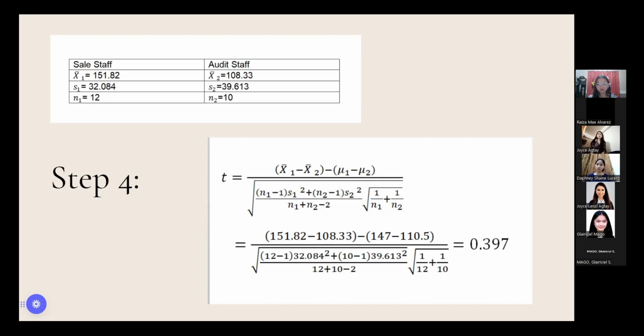151.82 minus 108.33 minus 147 minus 110.5, divided by the square root of 12 minus 1 times 32.084 squared plus 10 minus 1 multiplied by 39.613 squared over 12 plus 10 minus 2, times the square root of 1 over 12 plus 1 over 10. We get the value of 0.397. Our test value is 0.397.